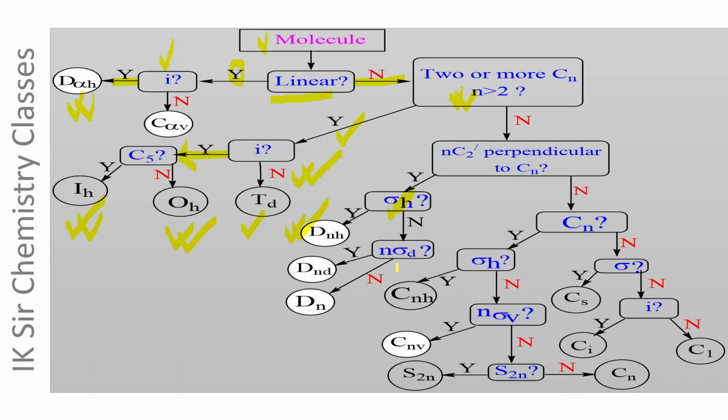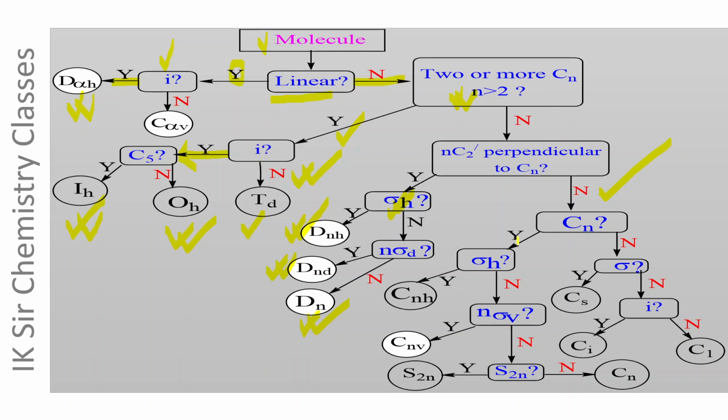If the horizontal plane of symmetry is not present in the molecule, then we will see if n σd are present in the molecule. If n σd are present, its point group will be Dnd. And if n σd are not present in the molecule, its point group will be simply Dn. Now, if n C2' perpendicular to Cn are not present in the molecule, then we will see if Cn, an n-fold axis of symmetry, is present in the molecule.